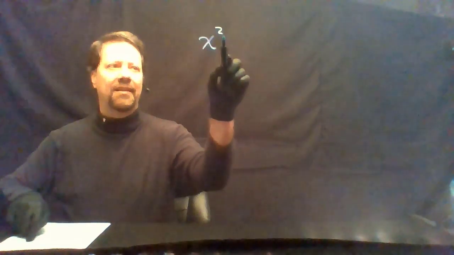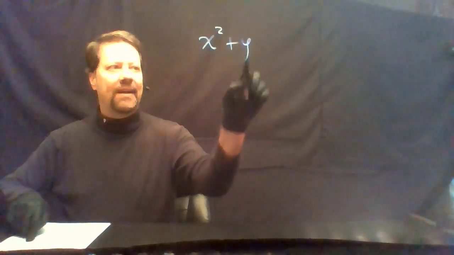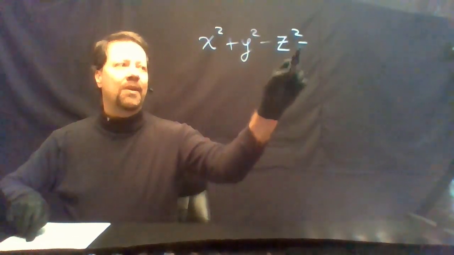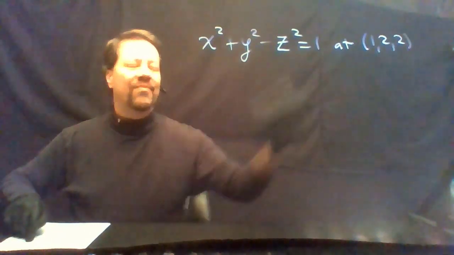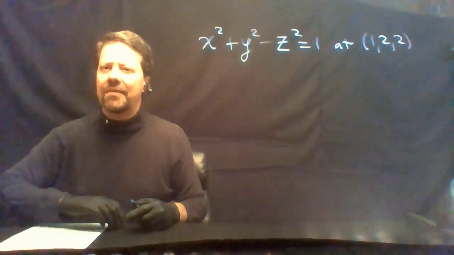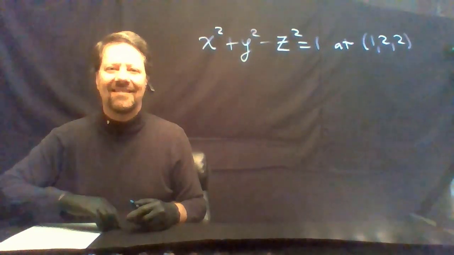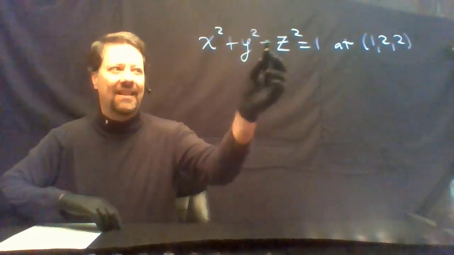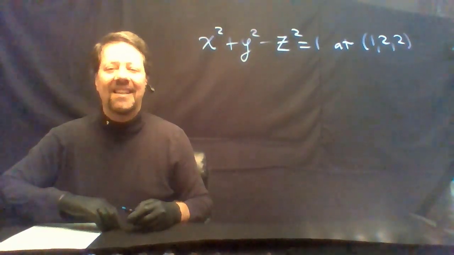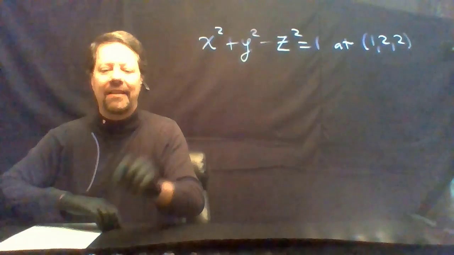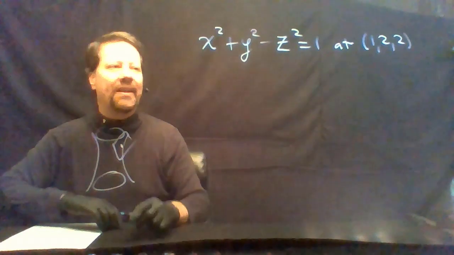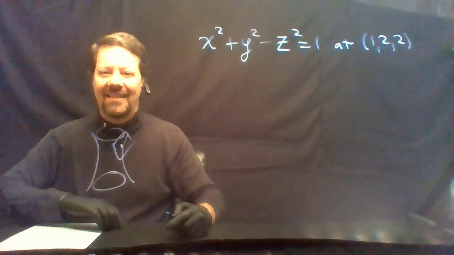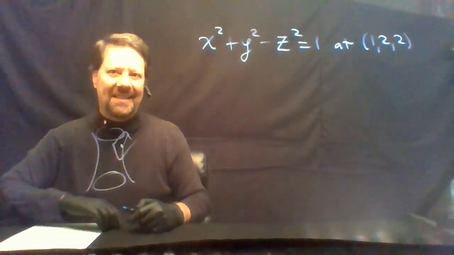On problem 7, I ask you to find the equation of the tangent plane of the surface x squared plus y squared minus z squared equals 1 at the point (1, 2, 2). Do you know what kind of surface this is? It's equal to 1, and it has only one negative. It must be a hyperboloid of one sheet, opening around the z-axis. I'm asking you to find the equation of the tangent plane at some point.